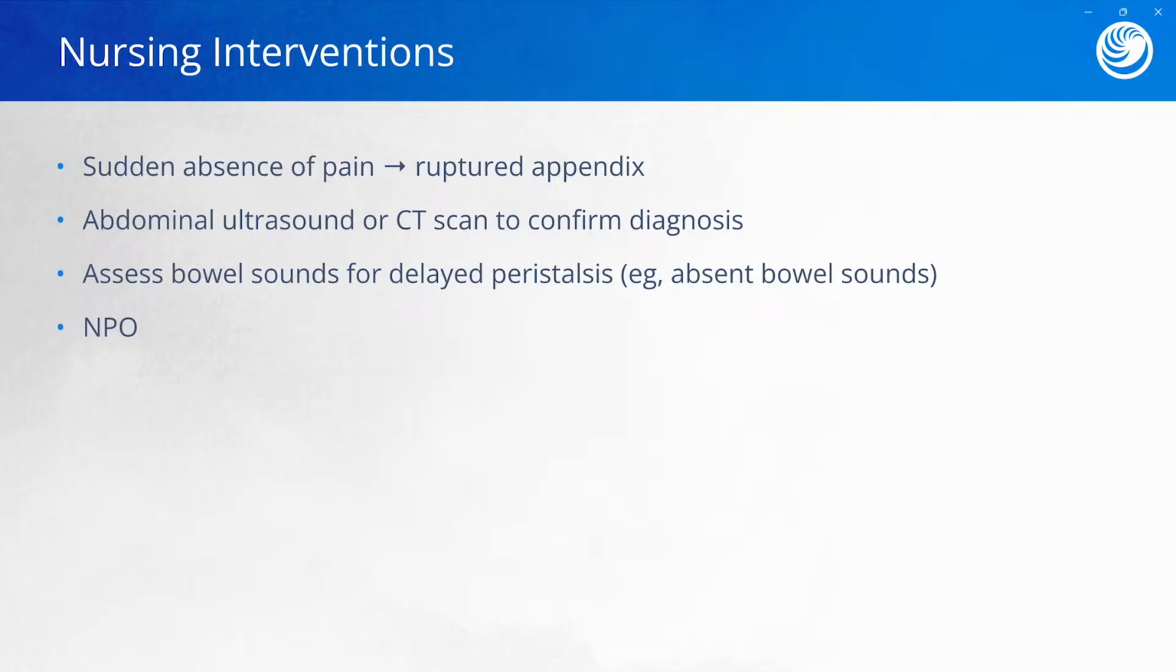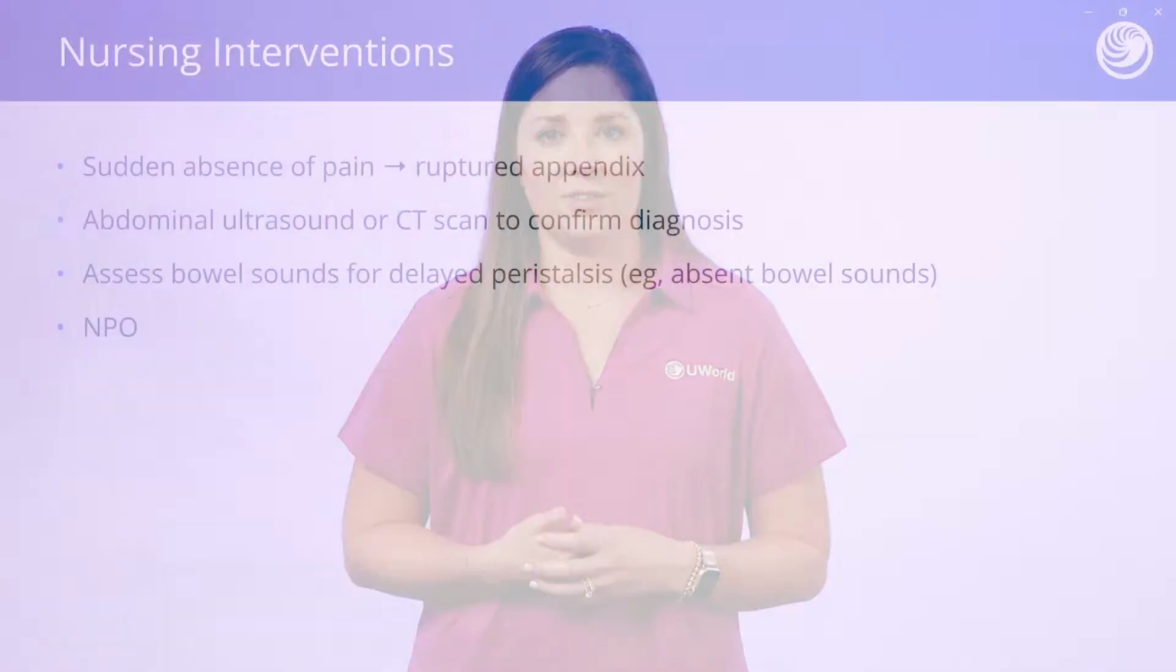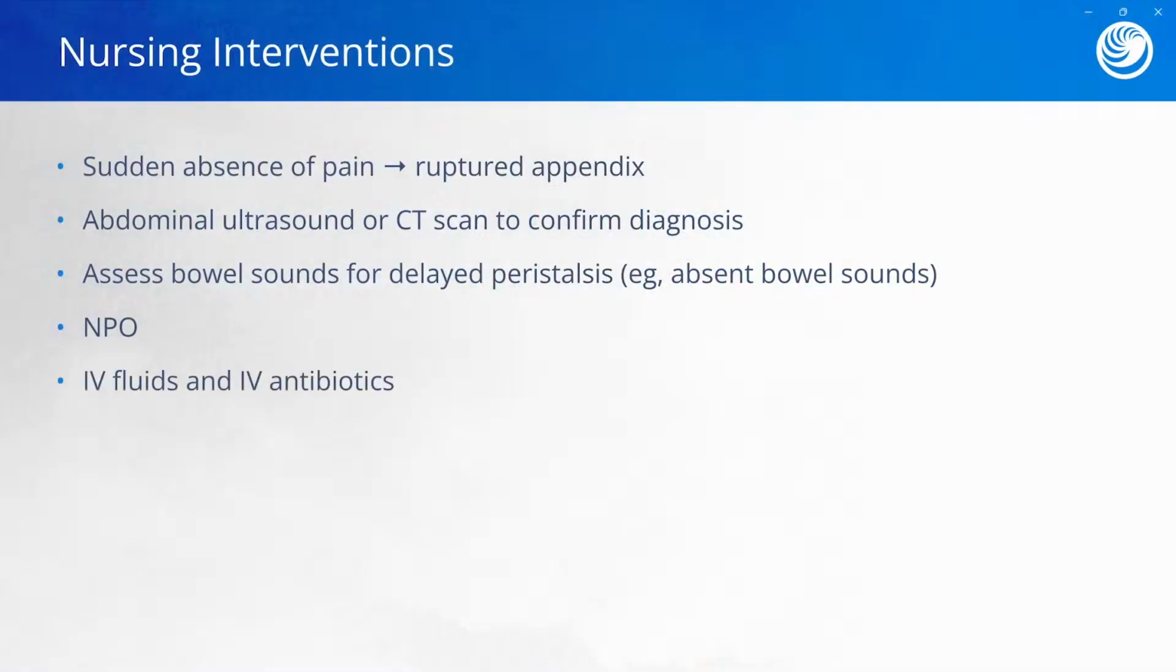We also want to make sure that we're preventing the client from eating or drinking, and this is for two reasons. If we're preparing the client for surgery, we want to decrease their risk of aspiration. We also want to keep the client from eating or drinking because if they do, this can actually cause increased pain and possibly increased nausea and vomiting. The bowel needs rest in order to heal due to the amount of inflammation in the appendix, so decreasing intake can be helpful. We also want to ensure that we're administering IV fluids to keep our clients hydrated, especially since they have decreased oral intake.